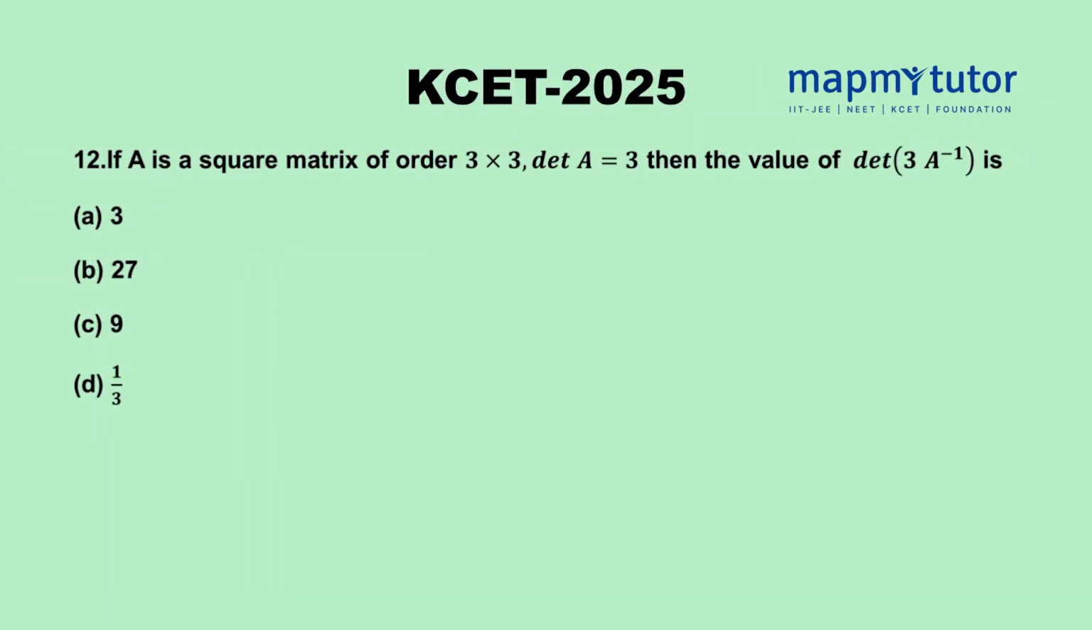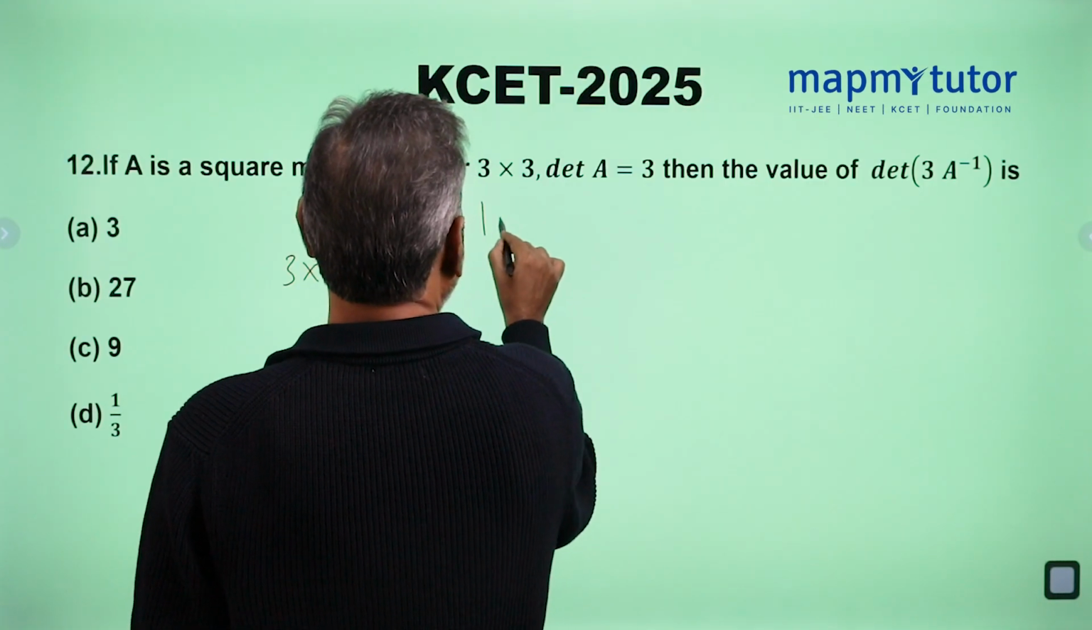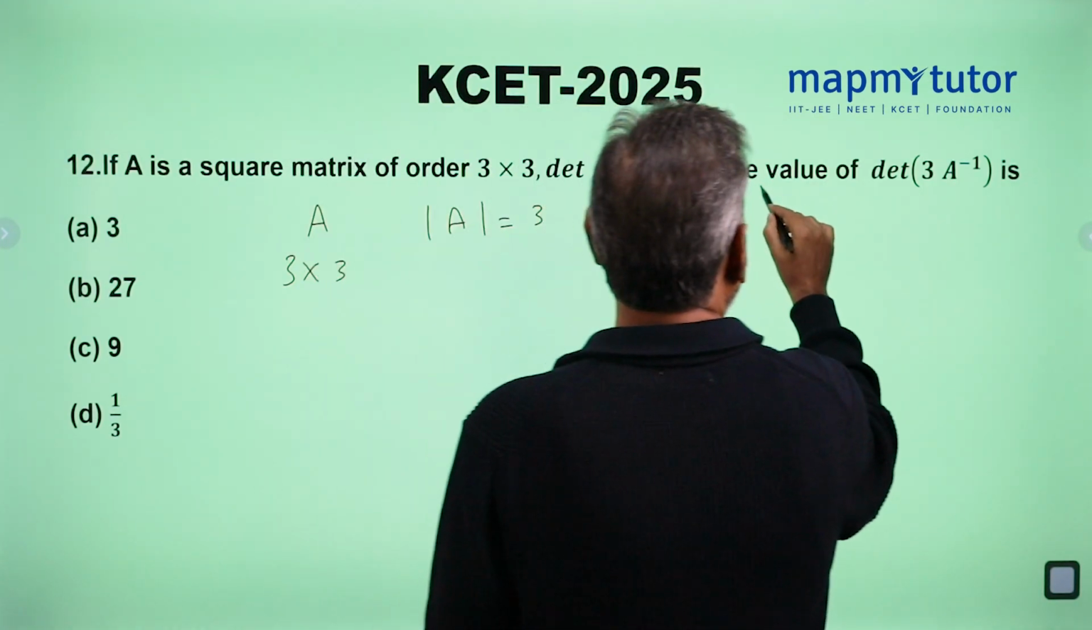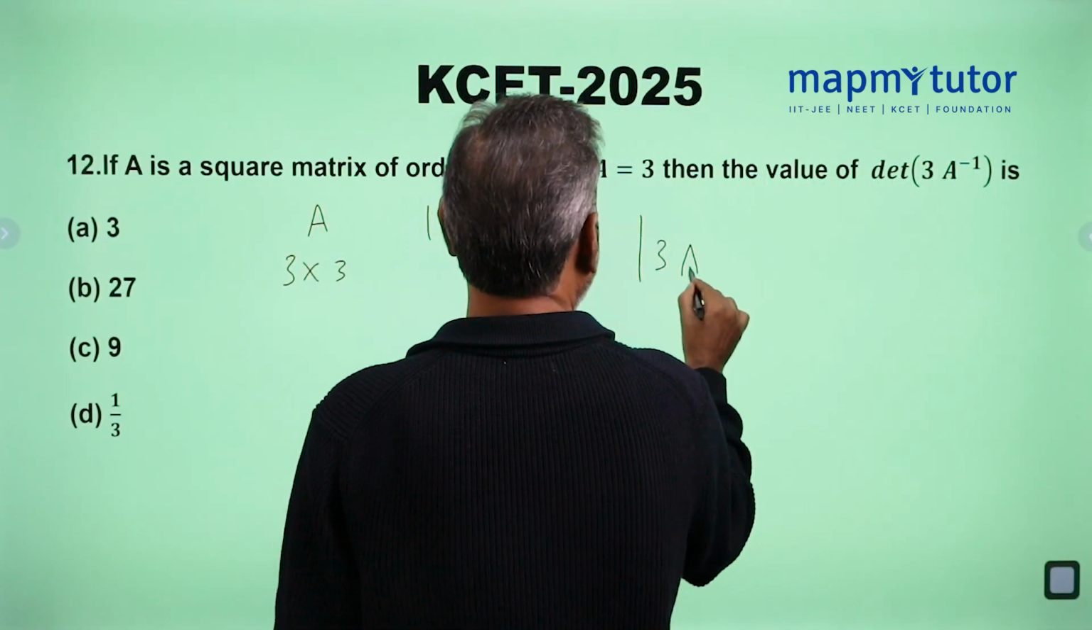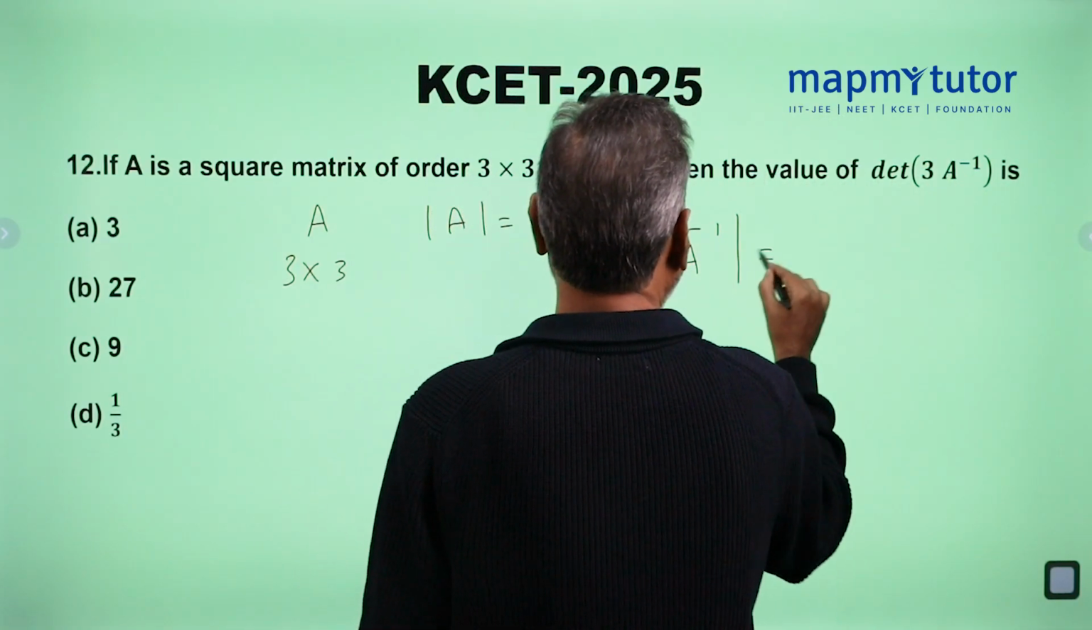Again, matrices. If A is a square matrix of order 3 cross 3, a 3 cross 3 matrix, square matrix of course, and det A is also given as 3, then what is the det of 3A inverse? Determinant of 3 times A inverse.